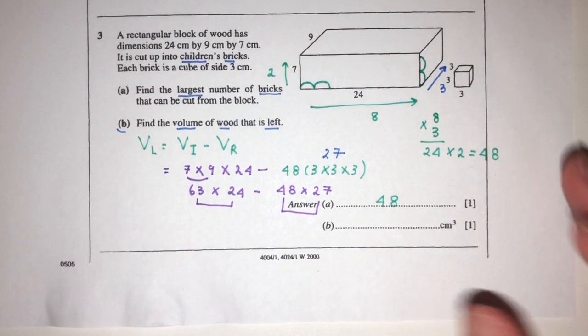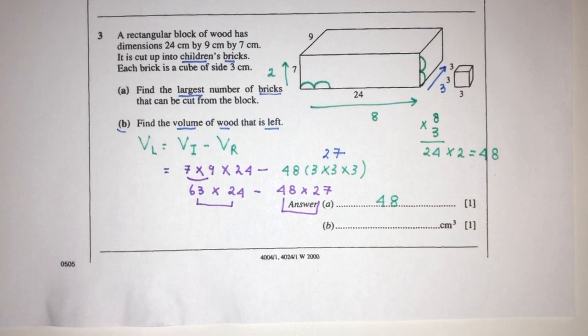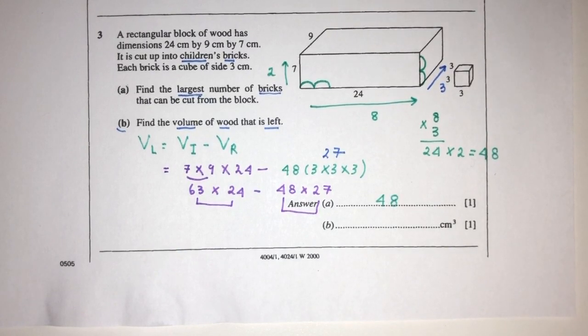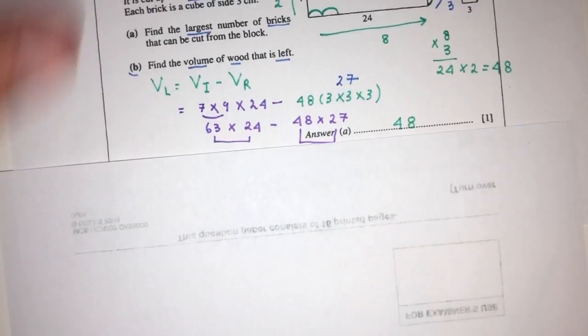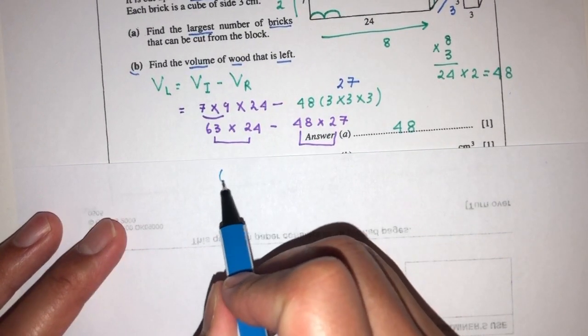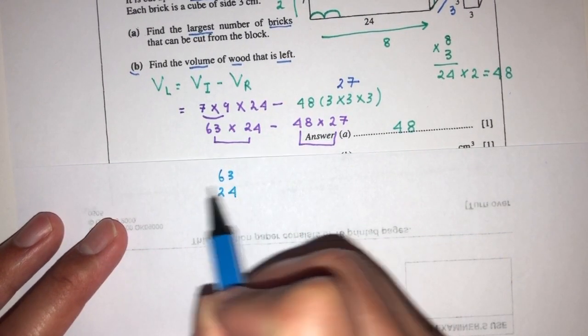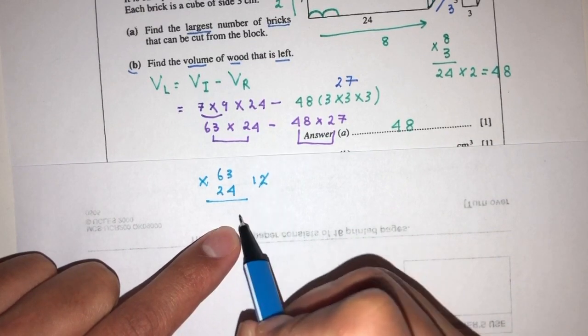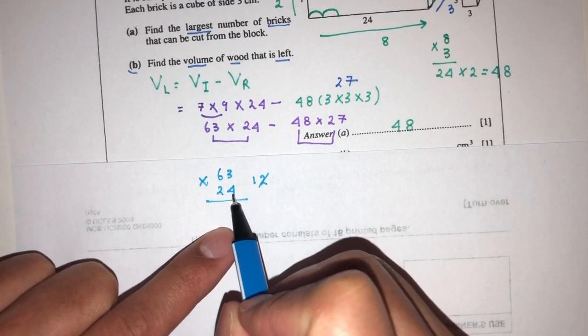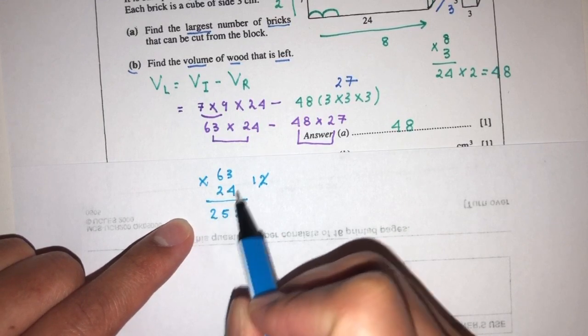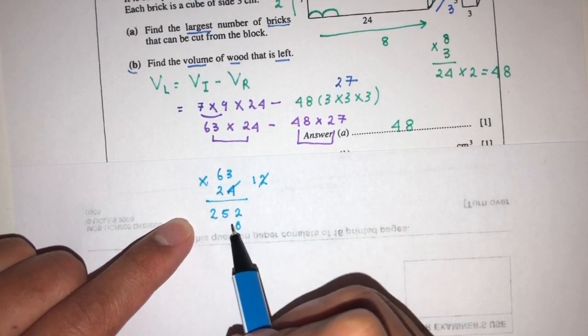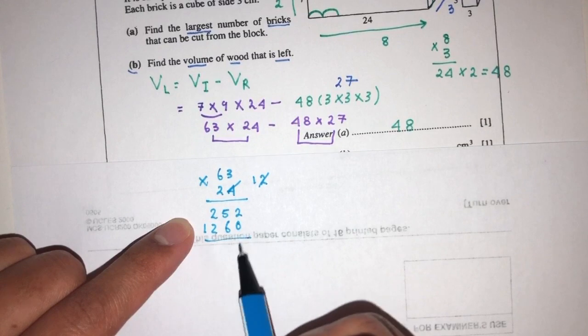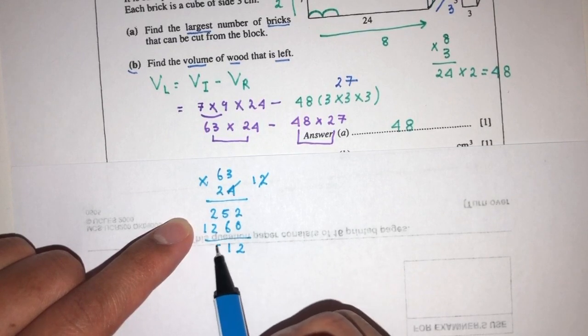Now let's try to solve this. Let me find some space somewhere. I'll do this over here, for example. So here we have 63 times 24. Multiply. 3 times 4 is 12. 6 times 4 is 24, plus 1 is 25. That will go away. That will be 6, 12. That will be 2, 1, 5, 1.